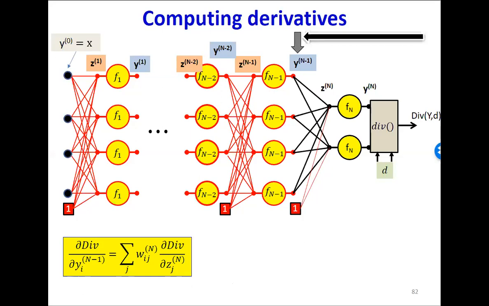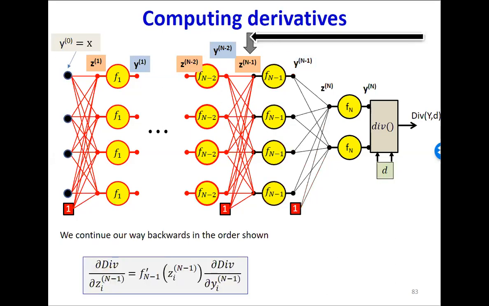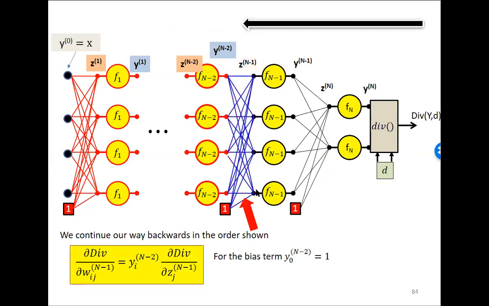Okay. So now that I've obtained the derivatives for Y, I can take a step back and I can compute the derivatives with respect to these Z terms, and using the same chain rule, that's going to be the derivative with respect to these Y's times the derivative of these activations. And then I can go back, use the same formula to compute the derivatives of the divergences with respect to all of these weights.